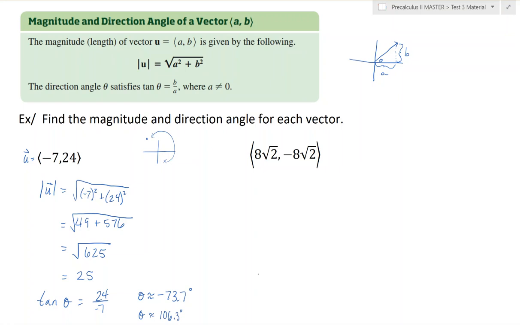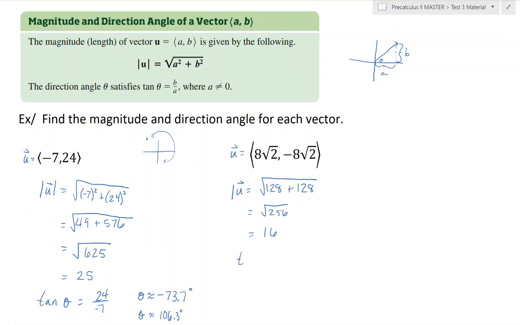106.3 degrees. On this next one, if we want to name this vector u, then we have 8√2 and comma negative 8√2 is our endpoint of the vector. So the magnitude of u is going to be the square root of, if we square this, we get 64 times 2, which was 128, and same here, 128. So this is the square root of 256, which is 16. So our magnitude is 16 there.